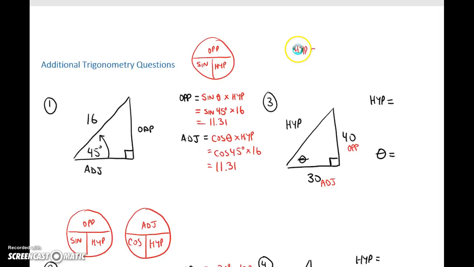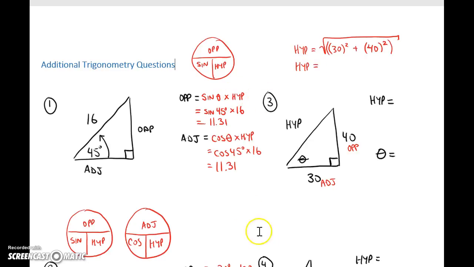Our hypotenuse is going to be equal to the square root of our adjacent squared, which is 30, plus our opposite squared, sorry. Cruise control today. And you may need to make use of double brackets.